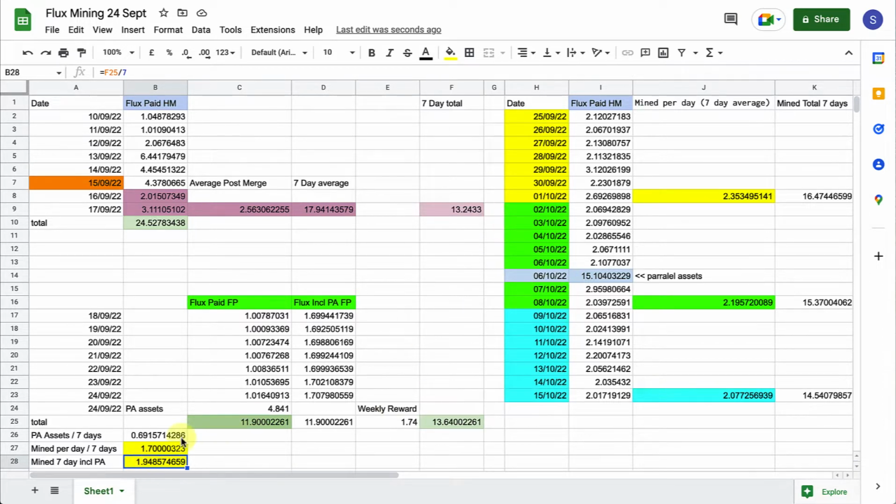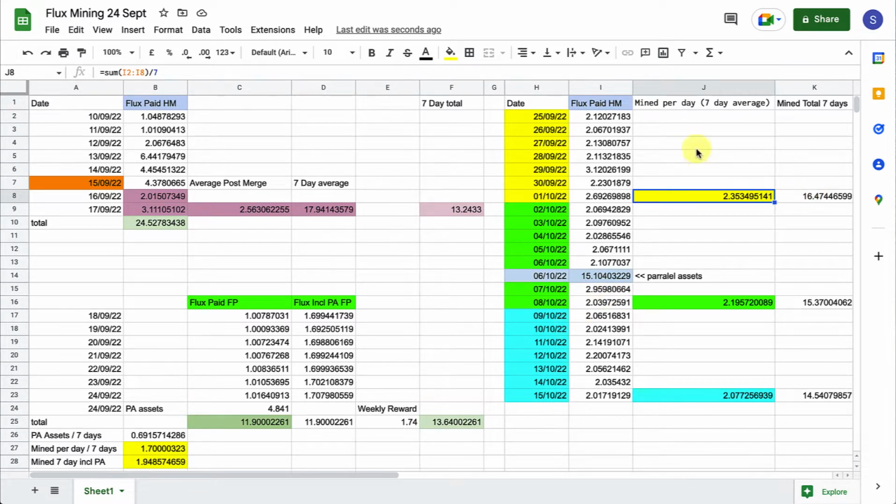Now, since the 24th of September, I've been mining for the last 3 weeks on HeroMiners. For the first 7 days after switching, you can see that I was making on average 2.35 flux per day compared to 1.94. So we're actually making more flux mining on HeroMiners, and the total we mined was 16.47.